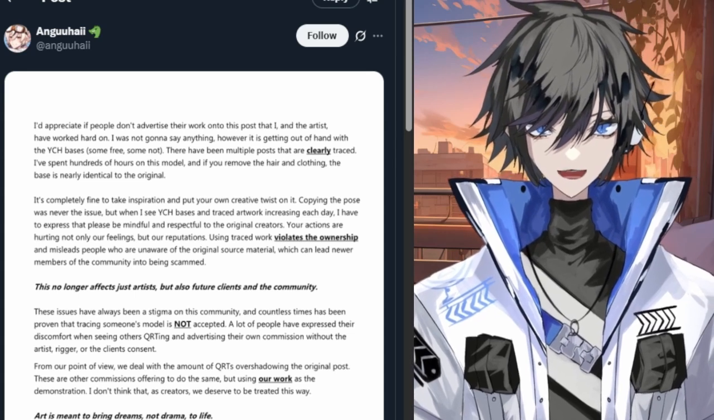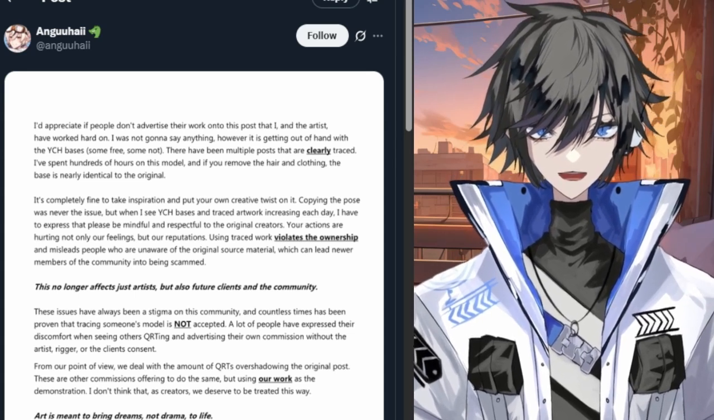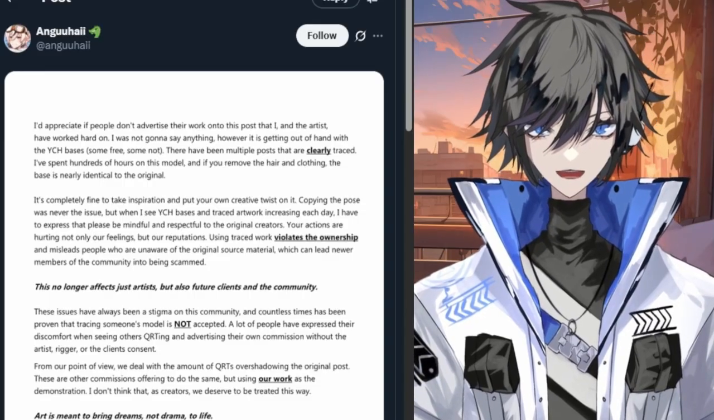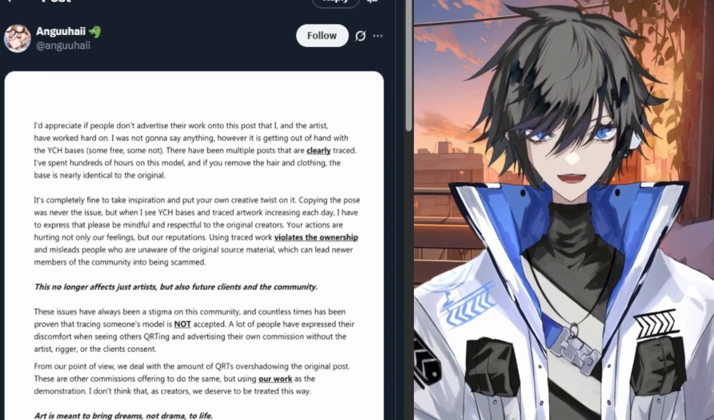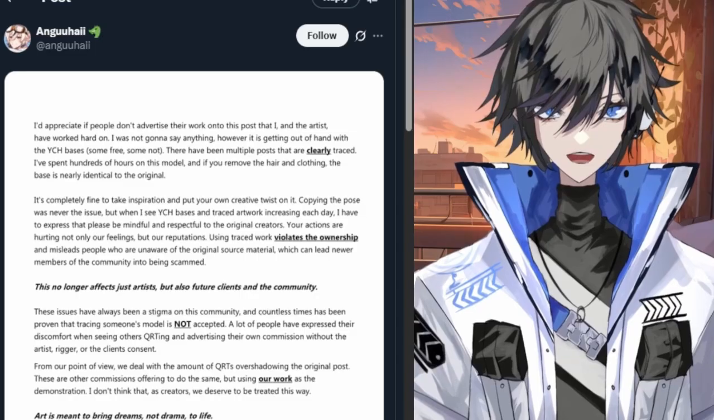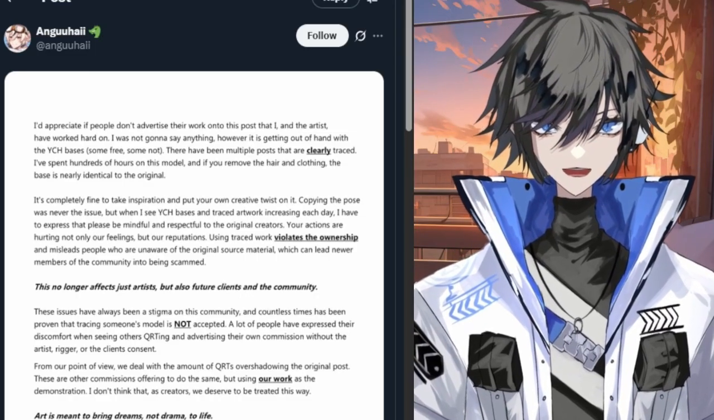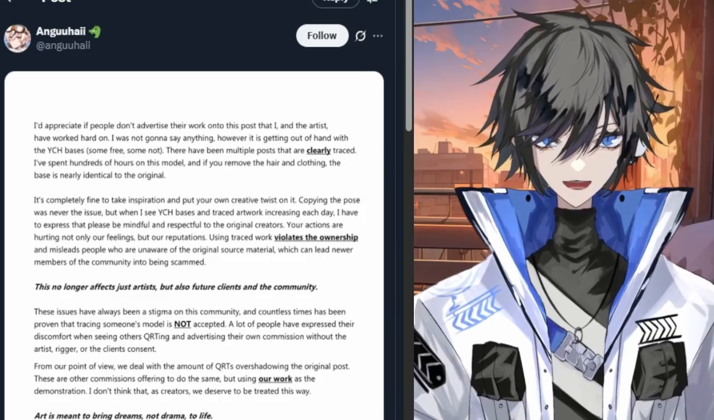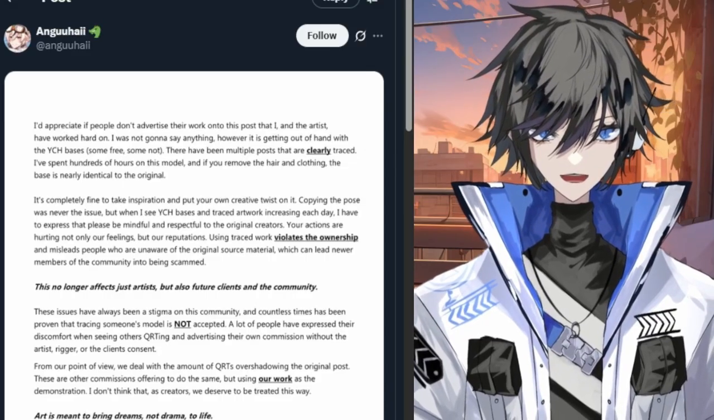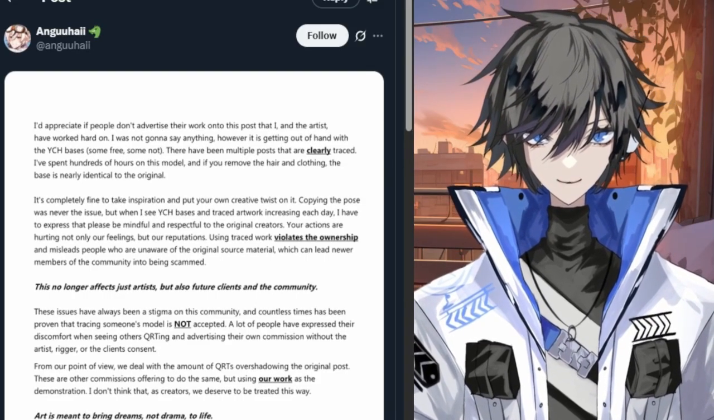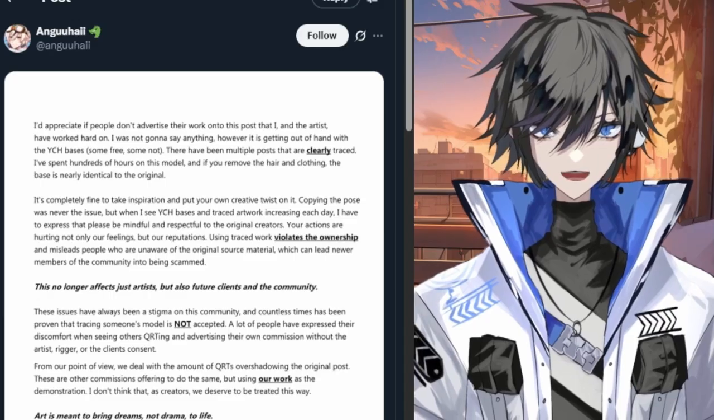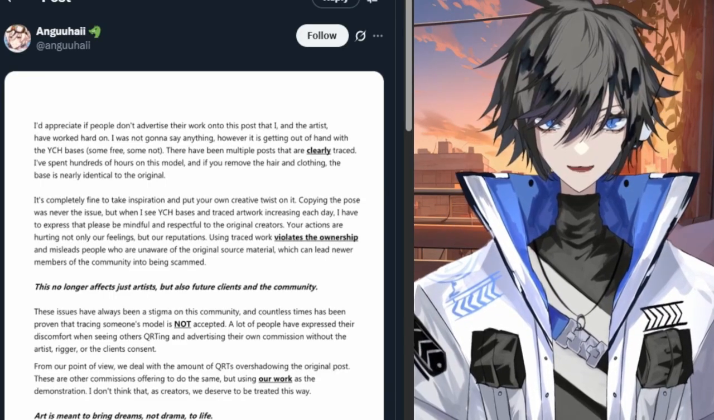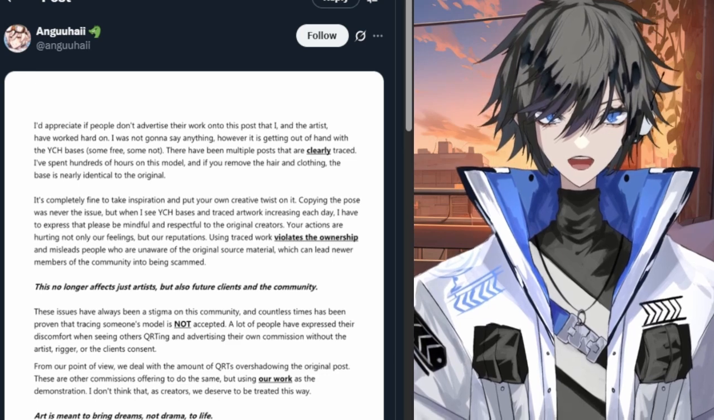Your actions are hurting not only our feelings but our reputations. Using traced work violates the ownership and misleads people who are unaware of the original source material, which can lead newer members of the community into being scammed. This no longer just affects the artists, but also the future clients and the community. These issues have always been a stigma on this community. Yeah, it's been done many times, and countless times has proven that tracing someone's model is not acceptable.